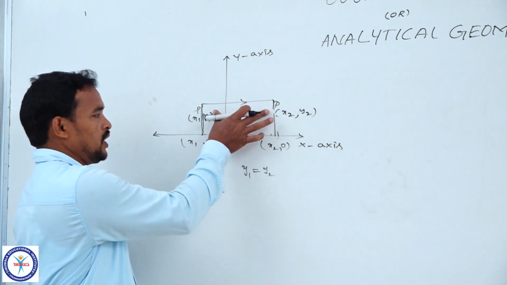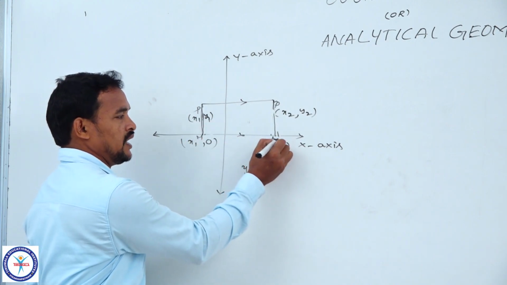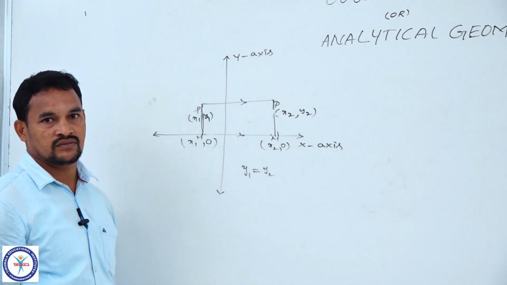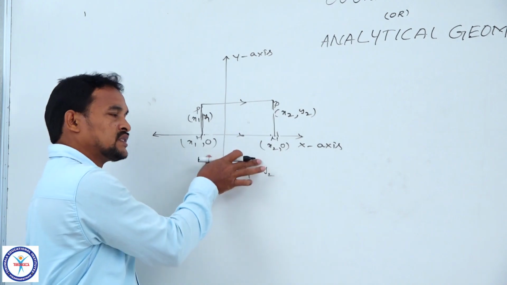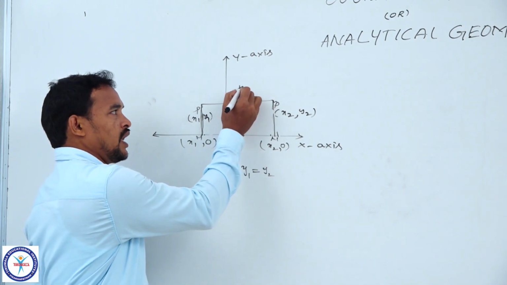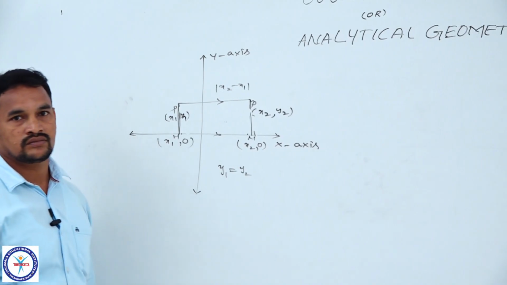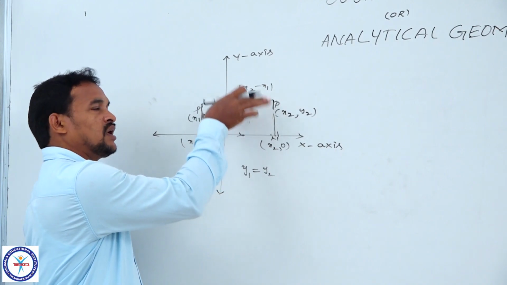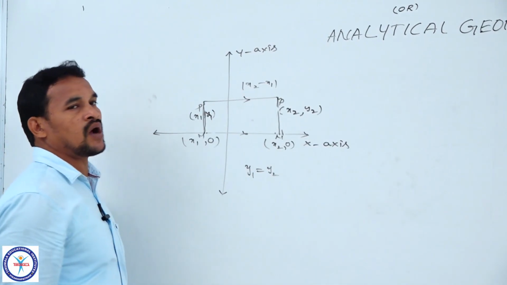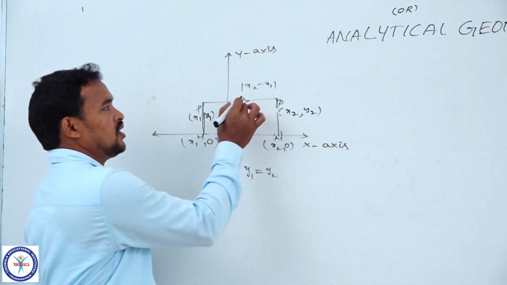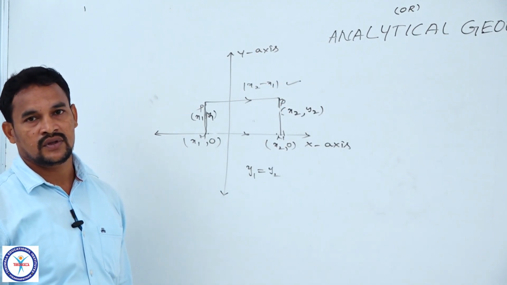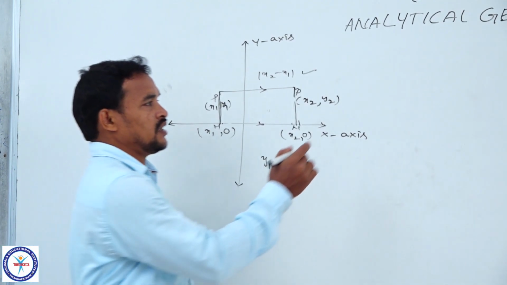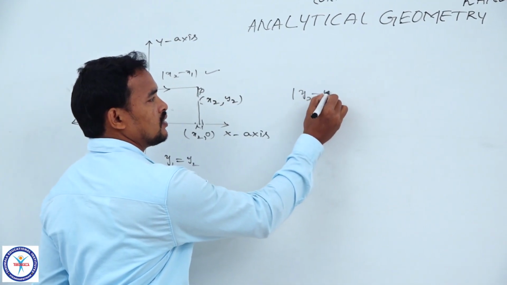Again, the distance between P and Q is nothing but the distance between M and N, which is mod x2 minus x1. The line segment PQ is parallel to the x-axis. The distance between them is mod x2 minus x1. If P and Q both lie on the x-axis, or if when joined the line segment is parallel to the x-axis, in both cases the distance between them is mod x2 minus x1. Similarly, if the line segment is parallel to the y-axis, the distance between them is mod y2 minus y1.